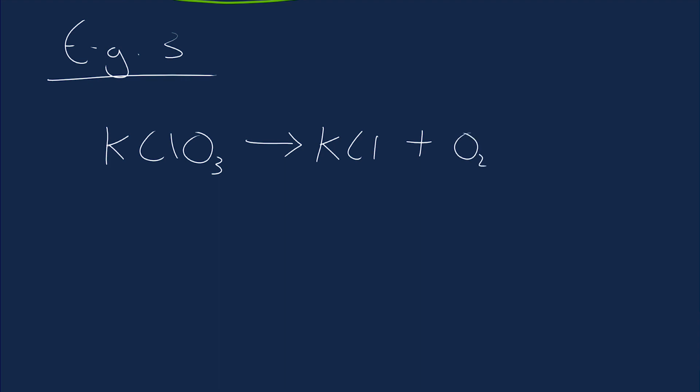Okay, again, if you're not familiar with the reaction, don't worry about it. How many potassium do we have on either side? 1 here and 1 here. How many chlorines? 1 here, 1 here. How many oxygen? O3, so 3 here. O2, so 2 here. Okay, so this is balanced everywhere except for the oxygen.